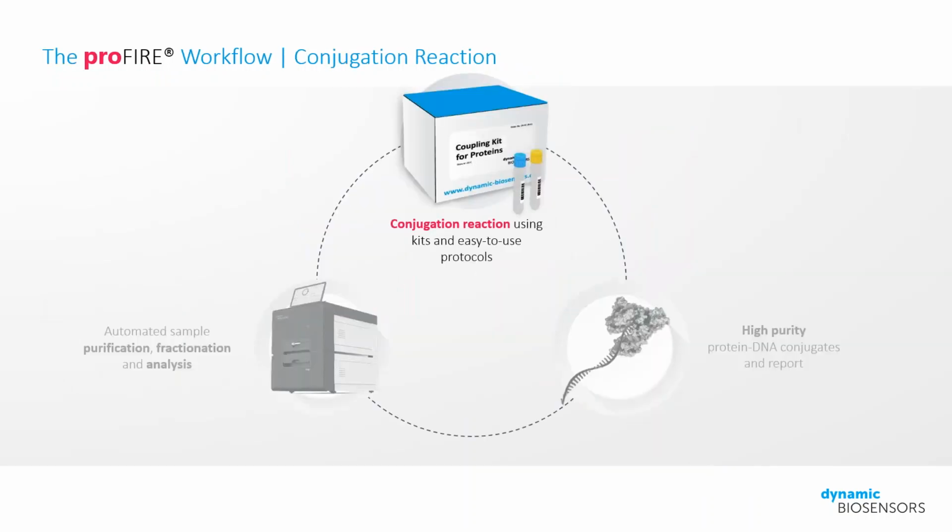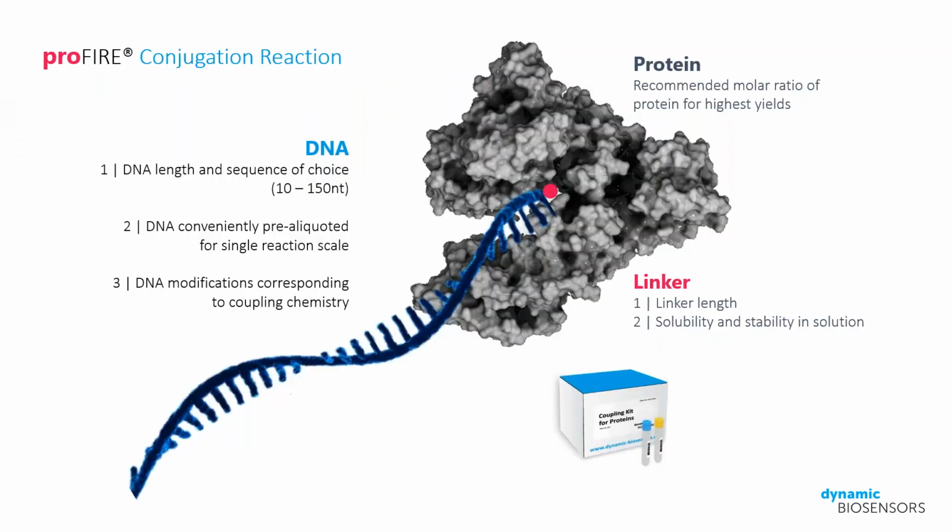Let's start together with the first element, and that is the conjugation reaction itself. Though the type of main components remains the same, so protein, DNA, and linker, the reaction can be customized to combine the modularity in each of these components. And as such, our coupling kits are designed to enable the user to conjugate variable protein types, so using the corresponding conjugation chemistry, as well as variable DNA lengths and sequences. The kits that we provide will contain the DNA with the modification corresponding to the coupling chemistry, as well as the heterobifunctional linker, all of which are pre-allocated for single reaction scale.